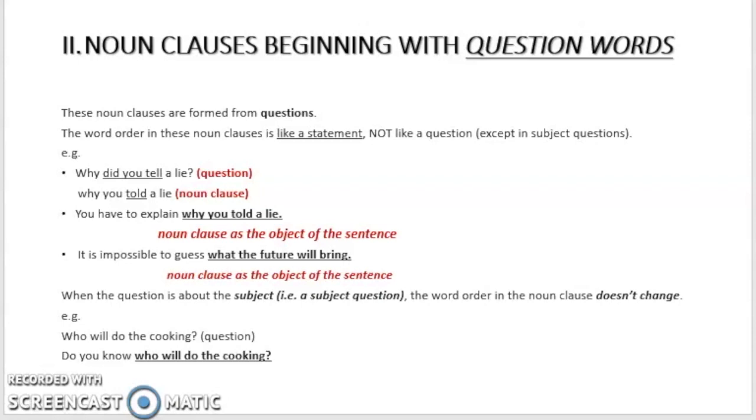The same is true in the following example. It is impossible to guess what the future will bring. In the sentence, what the future will bring is the noun clause and it has the sentence word order.